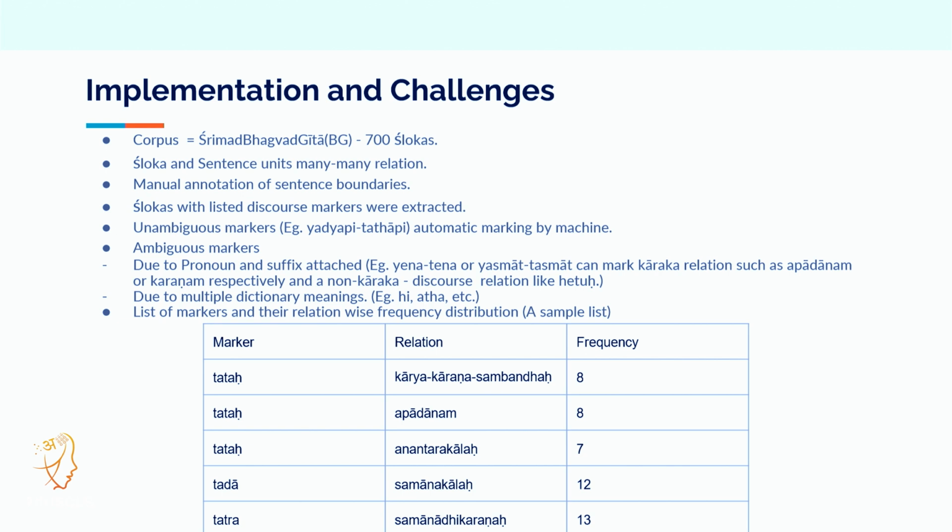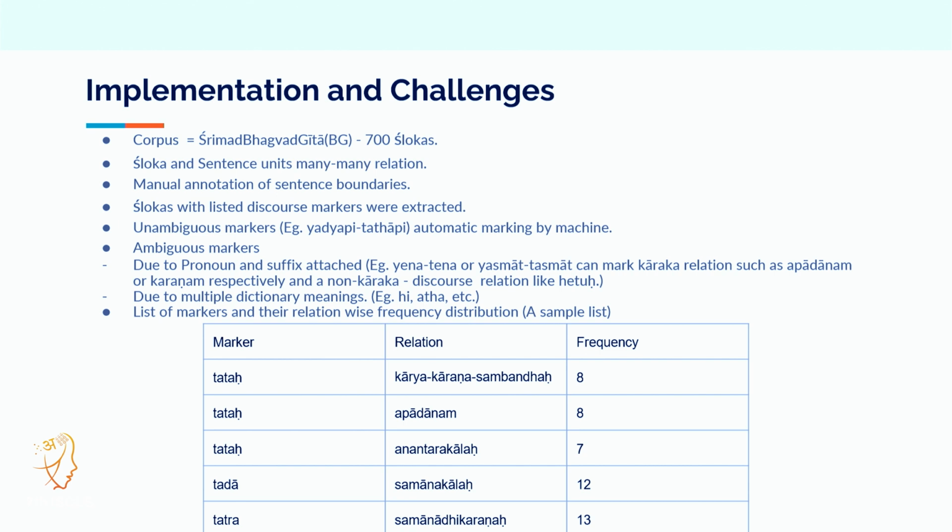The second type is due to polysemy, or multiple dictionary meanings, such as he and atha. We will be seeing the case of he in further slides, so I will make that a quick pass. Then this is a sample list of what we did: we extracted all the markers and the relationship or meaning associated with each, and how many occurrences there are in the Bhagavad Gita. So this is a sample list. We have the whole list in our paper.